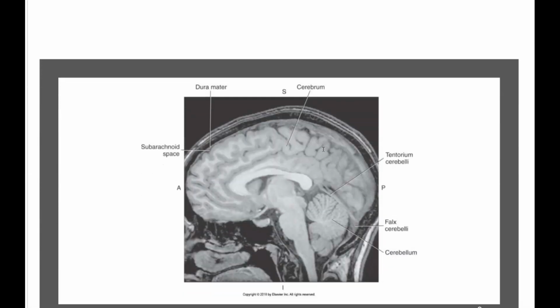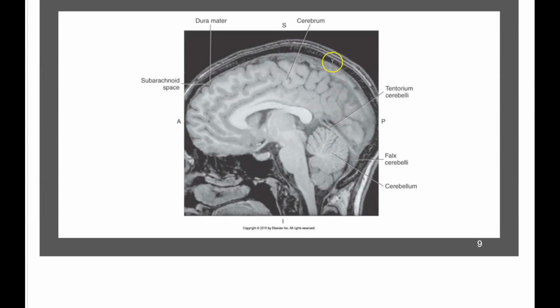So looking here, this is a sagittal plane. So if we look, we have the cerebrum and we have the tentorium cerebelli. You can see it right there. We have our falx cerebri and our cerebellum and our subarachnoid space and our dura mater. So you can see that white line. Let me draw this so that you can be sure you know what I'm talking about. So right here on that line, that is your dura mater, and underneath that, the lighter gray, or I should say darker gray, is your subarachnoid space, okay?